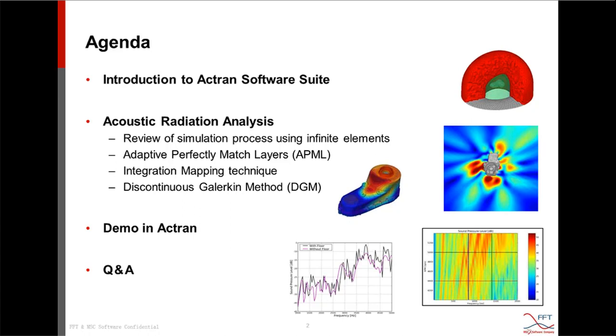The first one is the adaptive perfectly matched layer, or APML. The second one is an integration mapping technique, allowing efficient mapping of the structure results onto the acoustic mesh. The third one is to use Actran DGM, or discontinuous Galerkin method, for acoustic radiation analysis. Now I'll perform a very small demo in Actran before the final Q&A session.